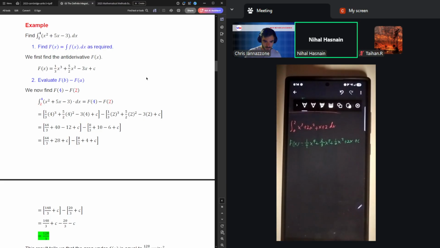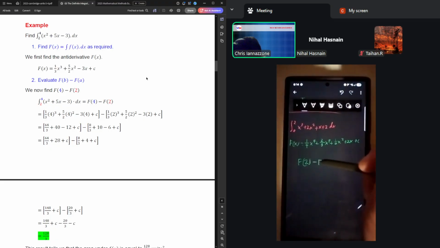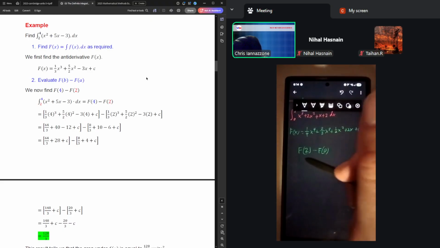Plug in the values, 2 and 0. Exactly. So capital F of 2, take capital F of 0. Thankfully, capital F of 0 is just going to be 0 here, so the whole thing disappears. In other words, we really only need to care about doing capital F of 2.